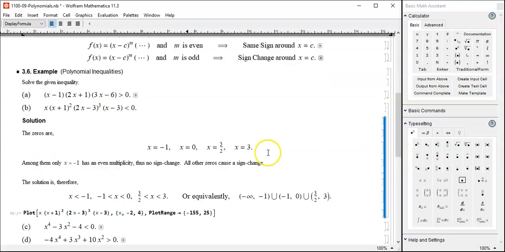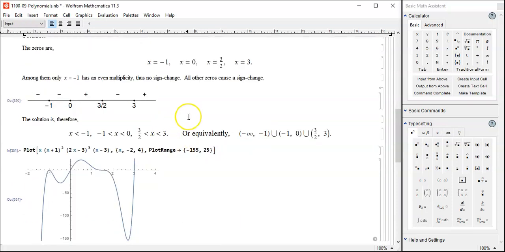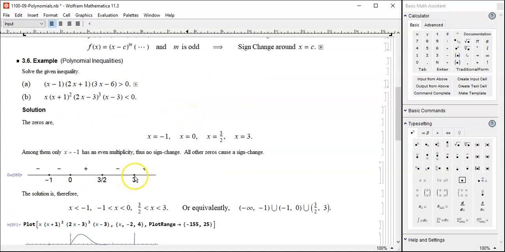Okay, here we go. These are the zeros. Draw the diagram and mark the multiplicities. So 3 here, that's odd multiplicity, so we have to have a sign change. 3/2 here, third power, so that's odd multiplicity, so we have to have a sign change. At x equal to 0 here, we have nothing, so first power, so odd multiplicity, so we have a sign change. And finally, x equal to -1 here, second power, that's even multiplicity, so no sign change.